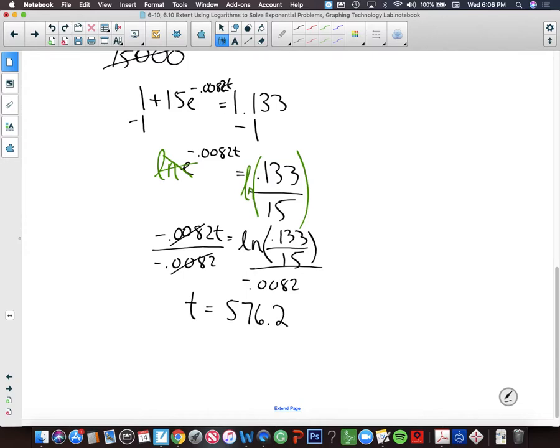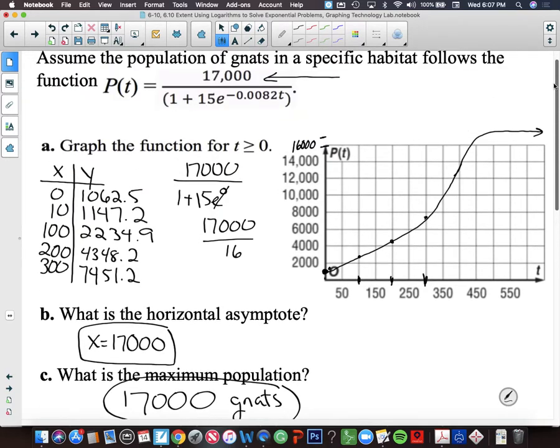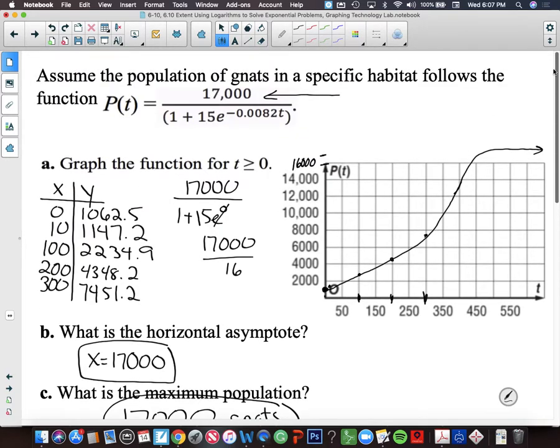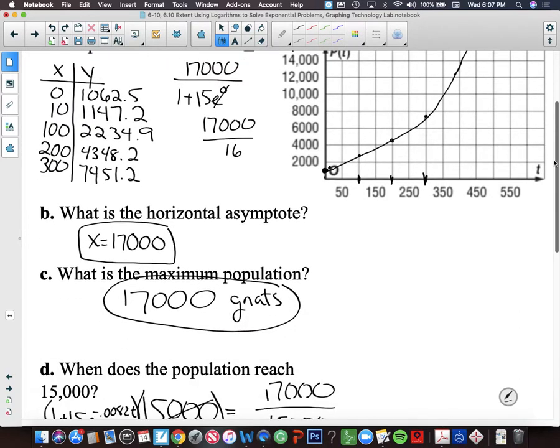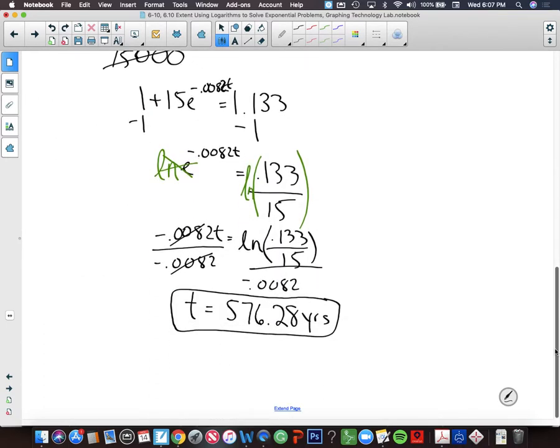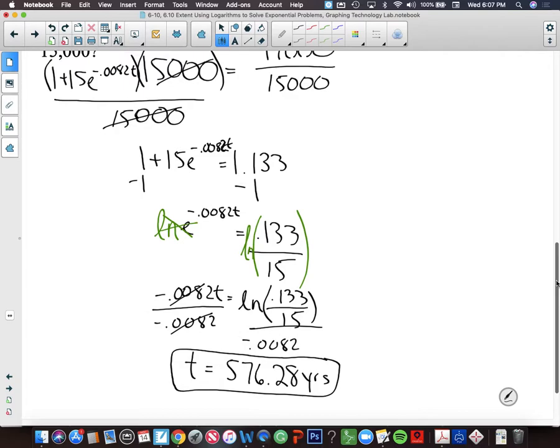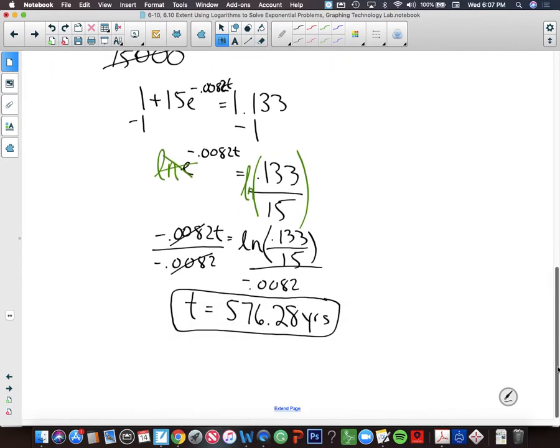576.2, we'll round it there, 28 years. Or let me check if this is years or days. Let me see what our problem tells us. It doesn't tell us if it's years or days, so we'll just assume that it's years. So that means my population will reach that, not its max, that 1875, or 15,000, sorry, 1875 was the last problem. Reach 15,000 in 576.28 years.